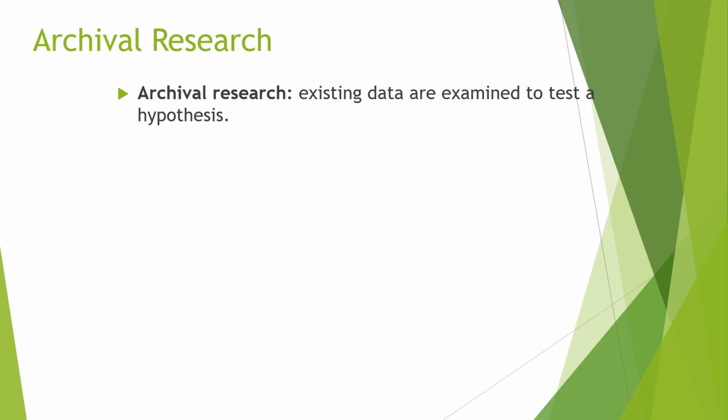So you are not necessarily going out and collecting data from participants, but you are using data that has already been collected. And then you are going to try and use that data to run a study to find out if it supports your hypothesis. So the various types of archival research that you could use could be census documents.